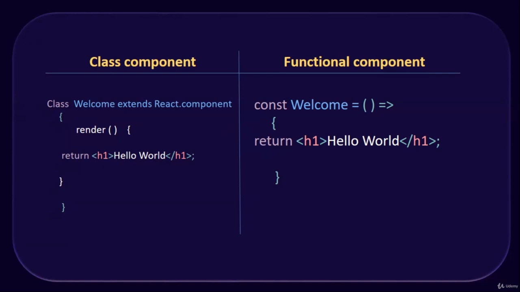So the class component is mainly focused on managing the state and writing the logic for React components. When it comes to functional components, they are only responsible for the UI. Functional components can be written as arrow functions or as ordinary functions. They only contain the return statement inside that function.